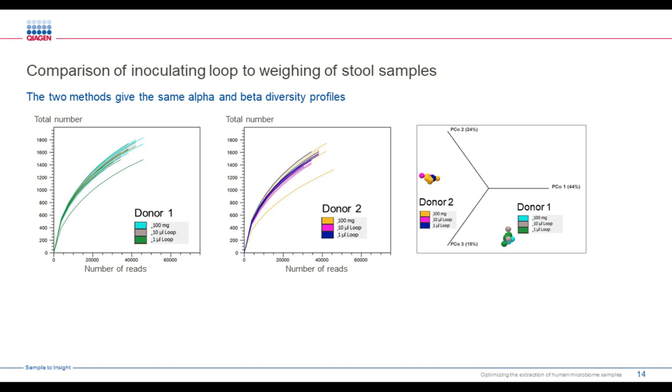And on the beta diversity plots, you see as well that the samples cluster very strongly based off of the donor and not at all based off of the method, which means that we're quite confident in recommending that the inoculating loop transfer method is a very simple and effective way to improve the sample transfer portion of the DNA extraction method. And we recommend that for people who are having trouble with the exact weighing out and the amount of effort that takes.